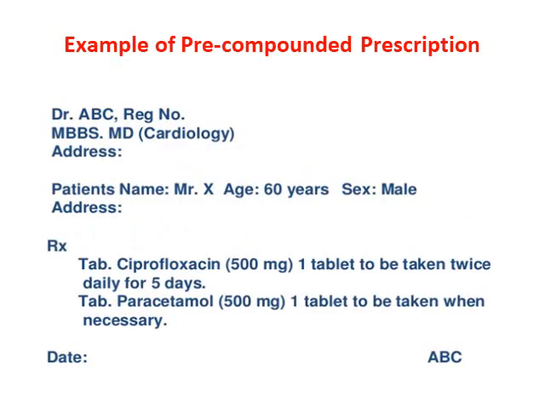So now come to the example of a pre-compounded prescription. This is the classical example. As you can see, the doctor detail and then the patient detail, which is Mr. X, age 6, and then RX. RX also comes under superscription. But inside RX, what has been written? Ciprofloxacin and paracetamol come under inscription, along with the direction to the patient that you have to take it twice daily for 5 days, and one tablet taken when necessary. These all come under signa or signature, or refill, and then there will be the date, ABC, and the signature of the doctor.